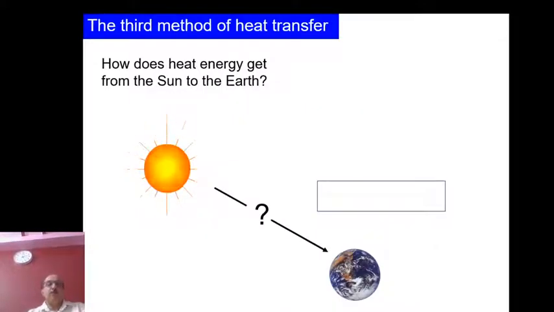Now what happened here? We have the sun, which is the ultimate source of energy to us. The sun is giving energy, and the energy is coming to the earth.